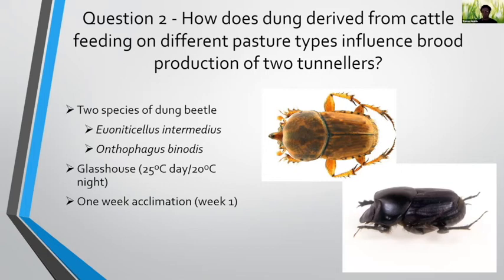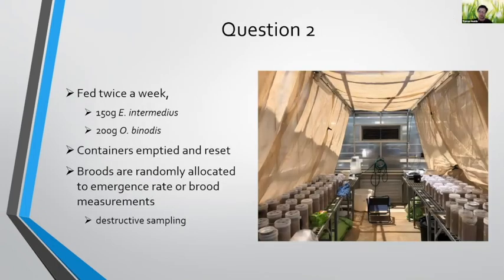So I've taken two tunneling species, Euoniticellus intermedius and Onthophagus binotus. And then in a glass house, which was temperature controlled at 25 degrees centigrade during the day and 20 degrees at night, the beetles were given a 1-week acclimation period. So the setup for this was they were in a 3-litre container, 2/3 filled with sand and vermiculite, as a 50-50 mix, which was moistened to 10%.